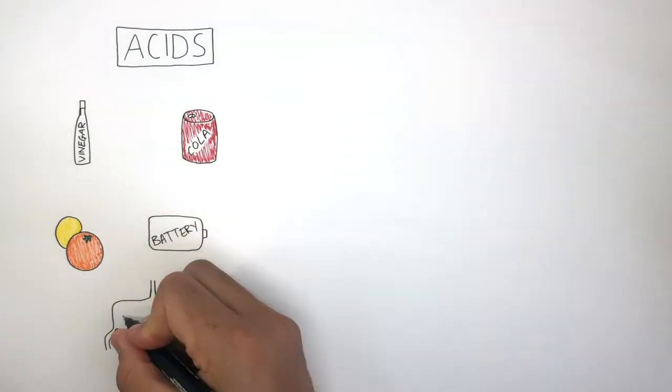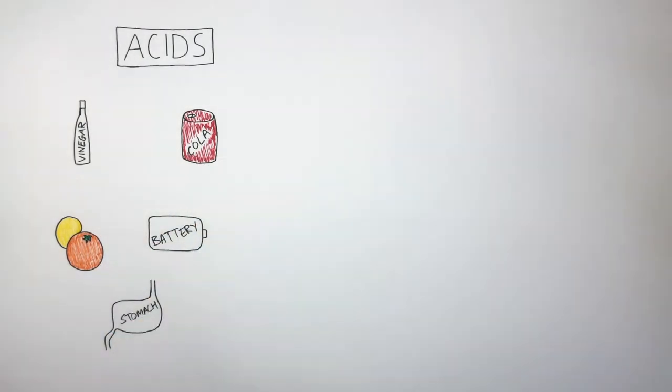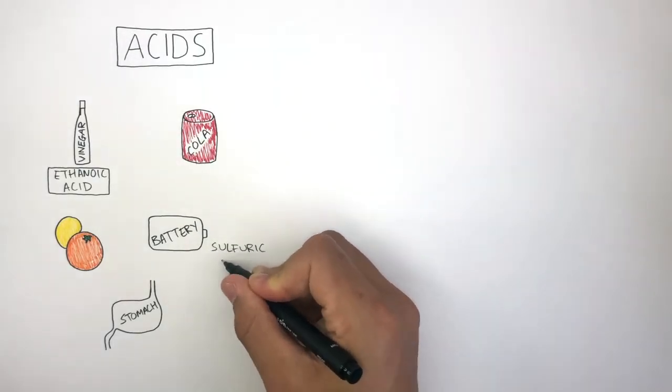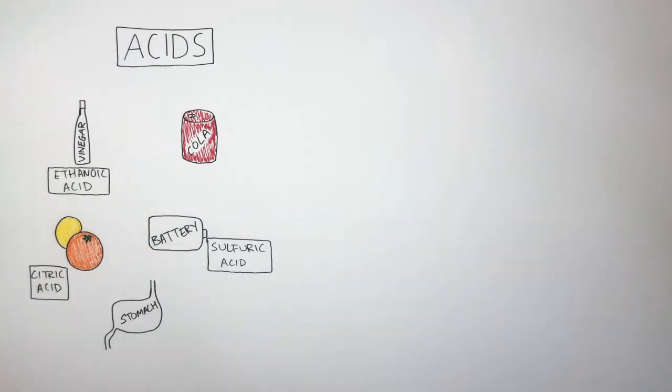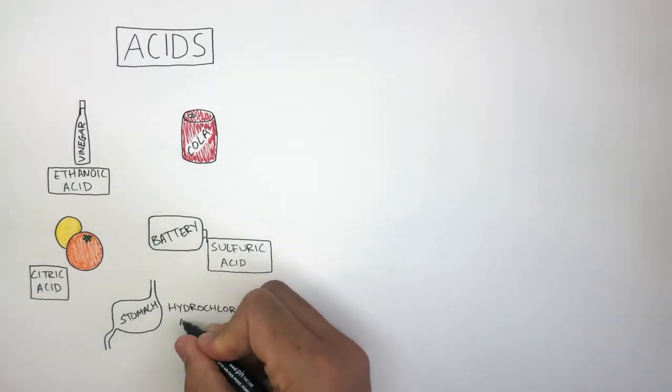We find acid in the stomach. In vinegar, there's ethanoic acid. In batteries, there's sulfuric acid. In fruits, we find citric acid. And in your stomach, there's hydrochloric acid.